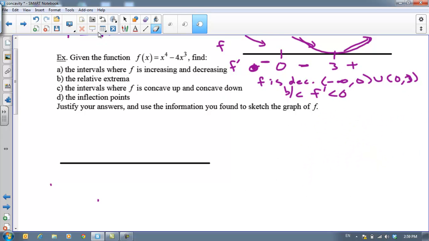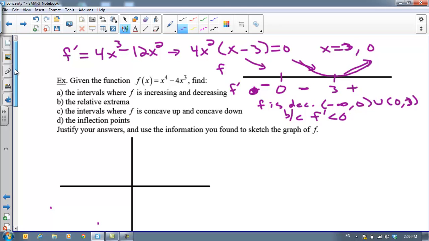Okay, so let's see if Mr. G can come up with a graph here. Let's go back to a line. I guess I'll just use this right here as my axis. Okay, so my original graph, I'd like to know some zeros on my original graph.